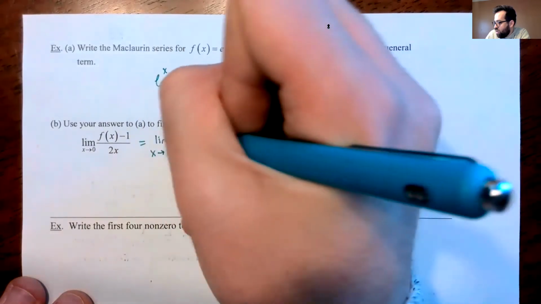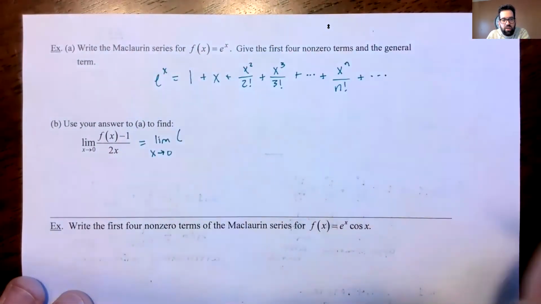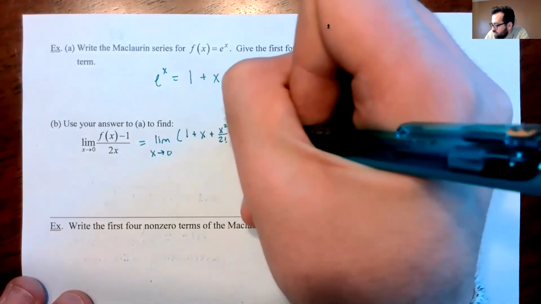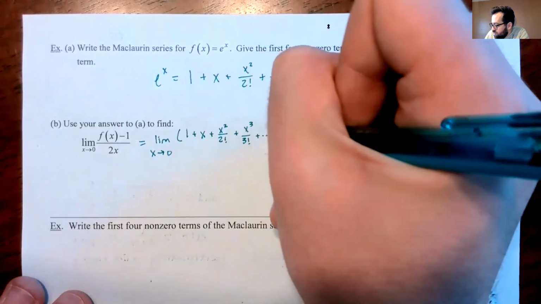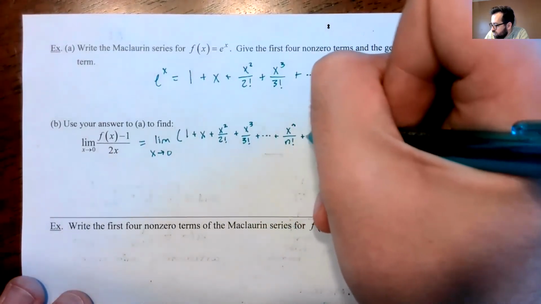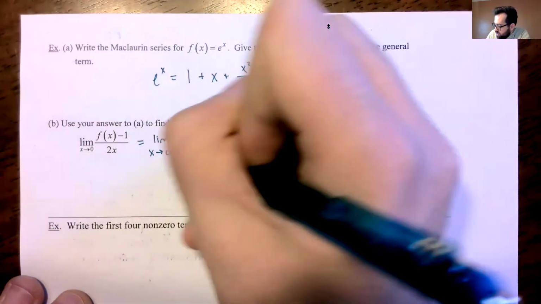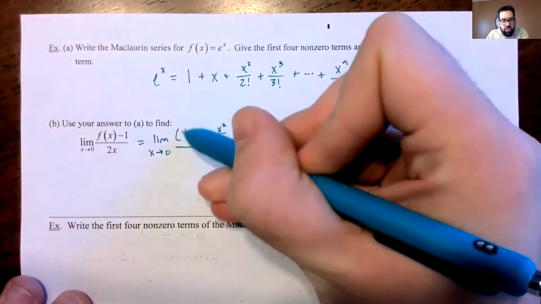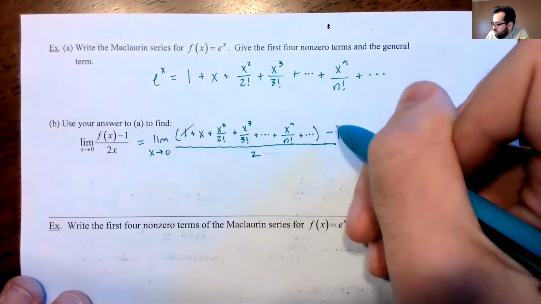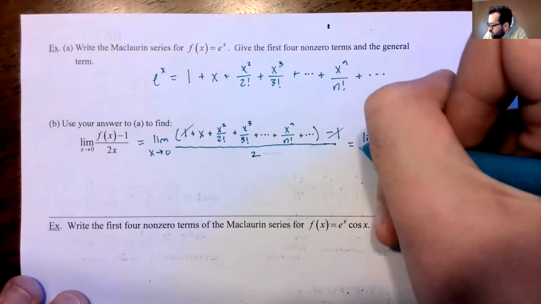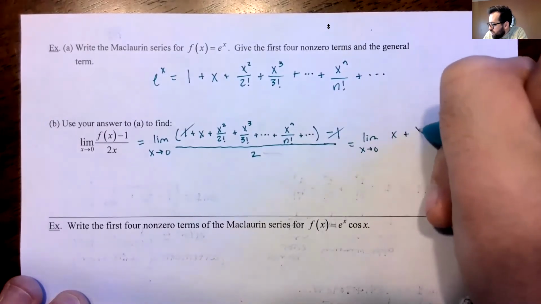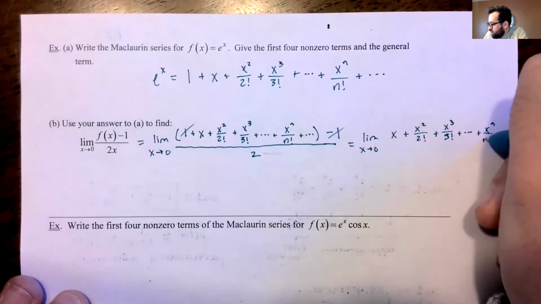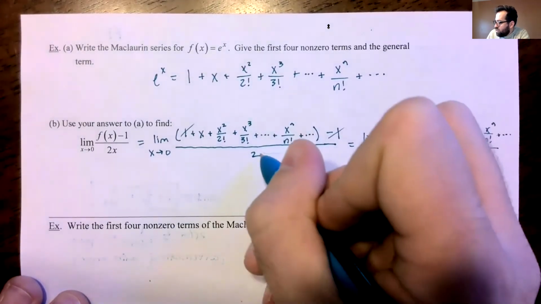So we have the limit as x approaches 0. We're going to replace f of x with e to the x, which is now going to be this series. So it's going to be 1 plus x plus, I'm going to write the whole thing out like we have up there, and that's minus 1 all over 2x. So what's going to happen to this 1? Well, the first term in our series is 1, so we can do 1 minus 1, and that goes away. So now we have the limit as x approaches 0 of x plus x squared over 2 factorial plus x cubed over 3 factorial plus etc., all over, why did I just write a 2? That should have been over 2x.